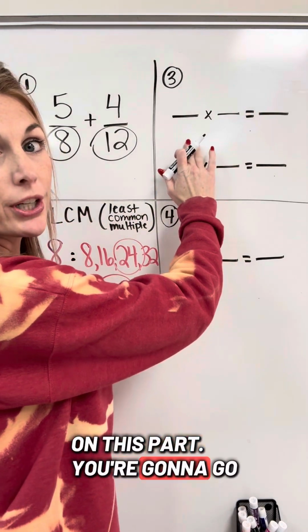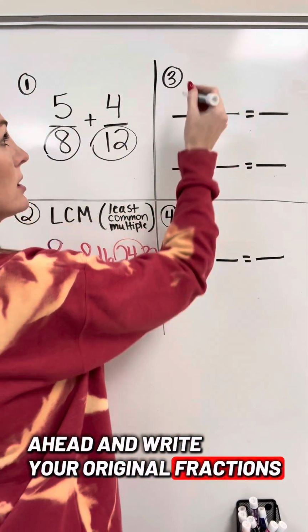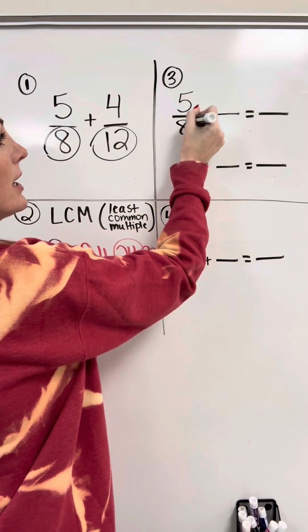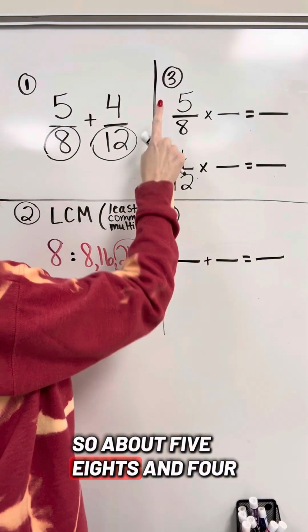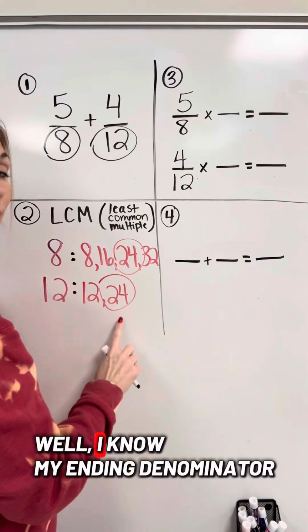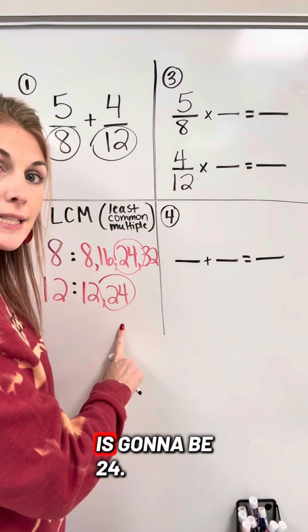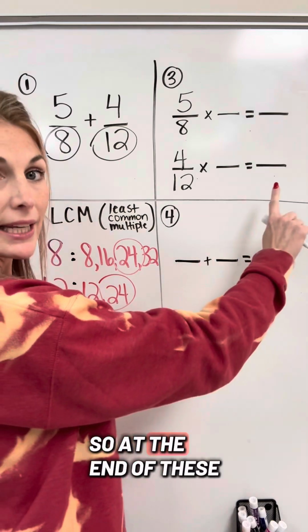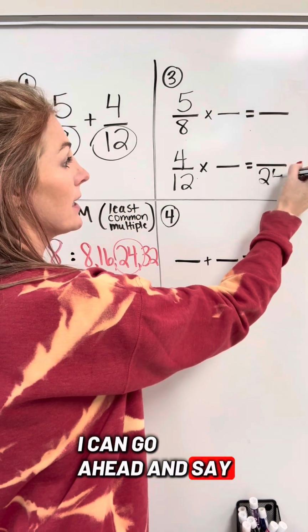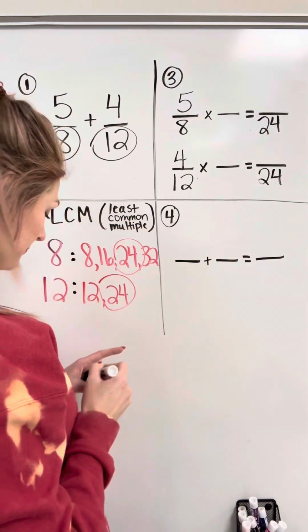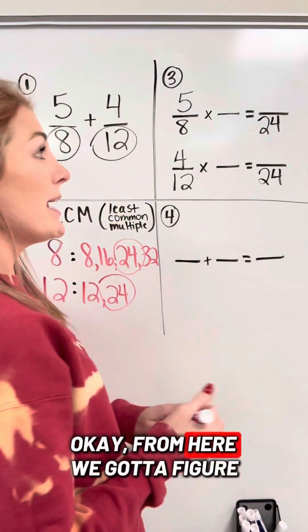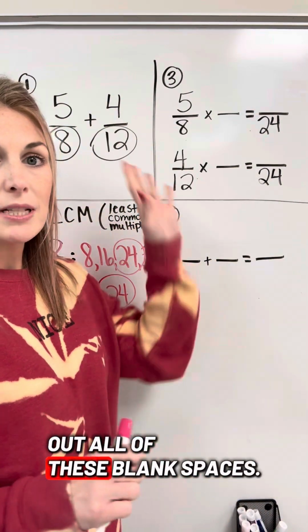On this part, you're going to go ahead and write your original fractions in the first part of each equation. So I've got 5/8 and 4/12. Well, I know my ending denominator is going to be 24. So at the end of these equations, I can go ahead and say 24 is going to be my denominator.